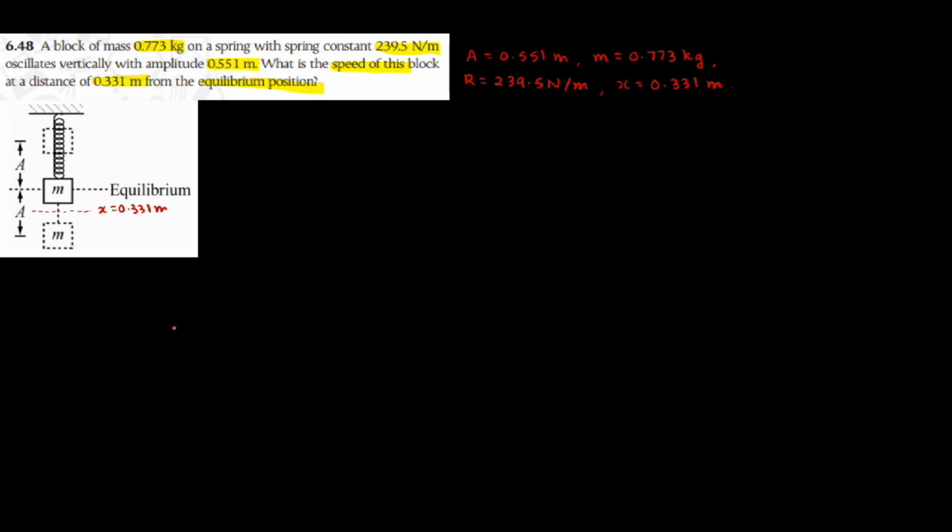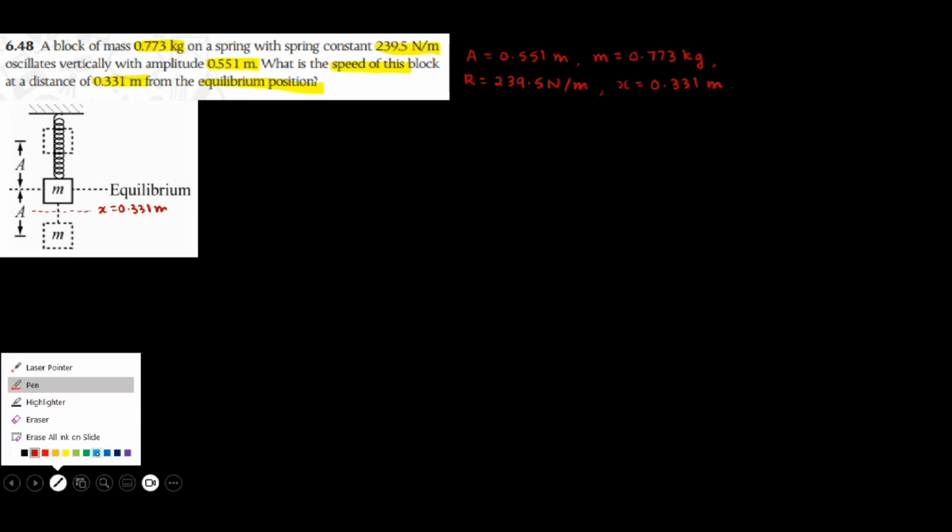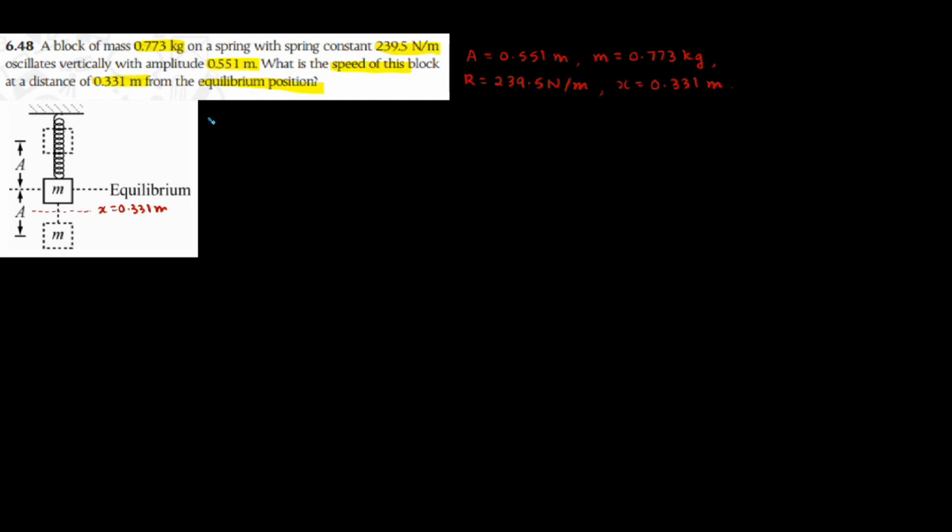Now there is a simple rule to calculate the speed. And that rule is speed of the block at any position v is given as square root k over m times a squared minus x squared. If you can remember, you can solve any problem with spring if they ask you to find speed at any particular point. Here k is the spring constant, m is the mass of the block, a is the amplitude, which is the maximum distance from the equilibrium position, and x is the position where you want to find the speed.